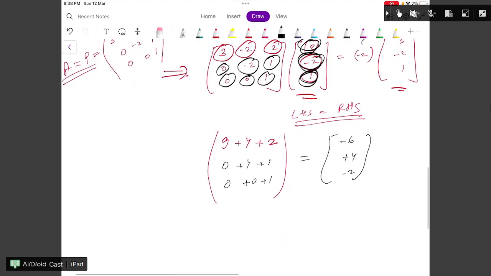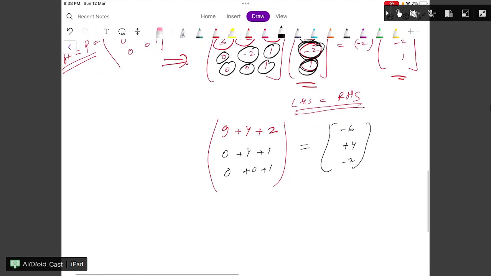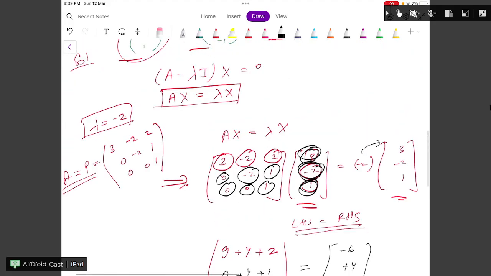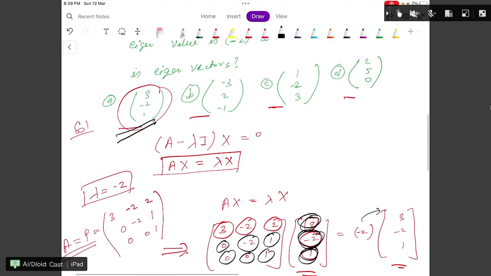Is it equal? So solve it. It is 15, it is 5, it is 1, and -6 plus 4 minus 2, which is not equal. So option A is not satisfying the equation. For this given equation, LHS is not equal to RHS.